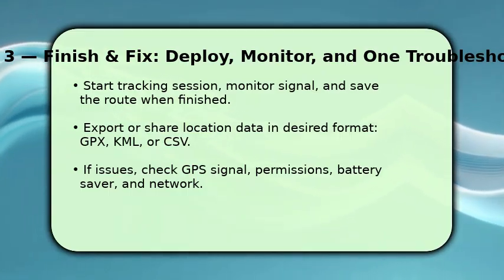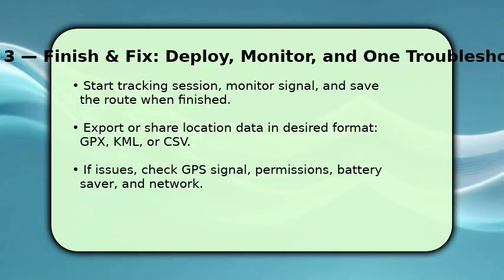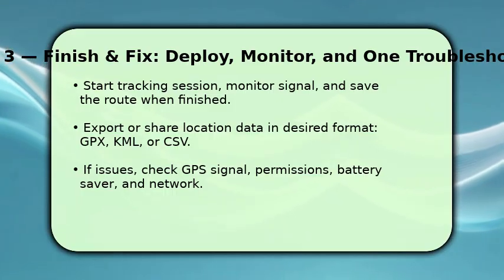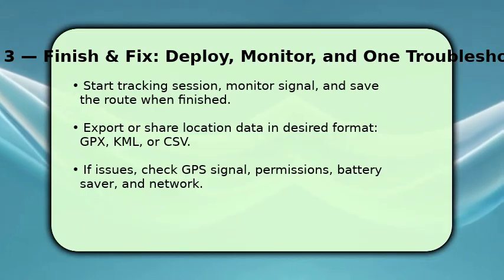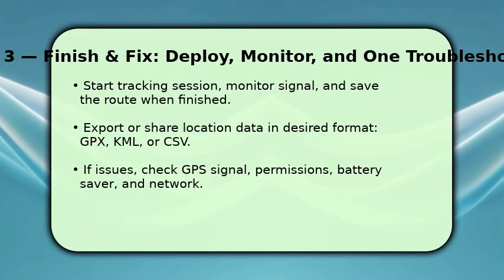If tracking fails, check common problems. Weak GPS signal, move to open sky. Revoked permissions, re-grant them. Battery saver, disable it. Poor network, switch to offline logging until restored. That troubleshooting step fixes most issues quickly.